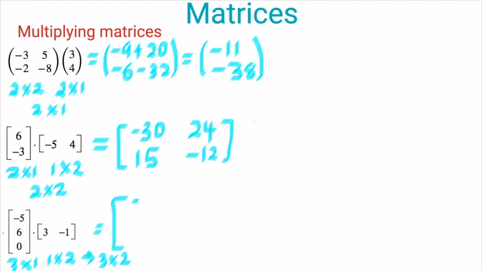Negative 5 times 3 is negative 15. And then we can multiply 6 times 3, it's 18. 0 times 3 is 0. And then we repeat the process with negative 5 times negative 1 is positive 5. 6 times negative 1 is negative 6. 0 times negative 1 is 0. And that's it. So our final matrix here is a 3 by 2, just like we had predicted.